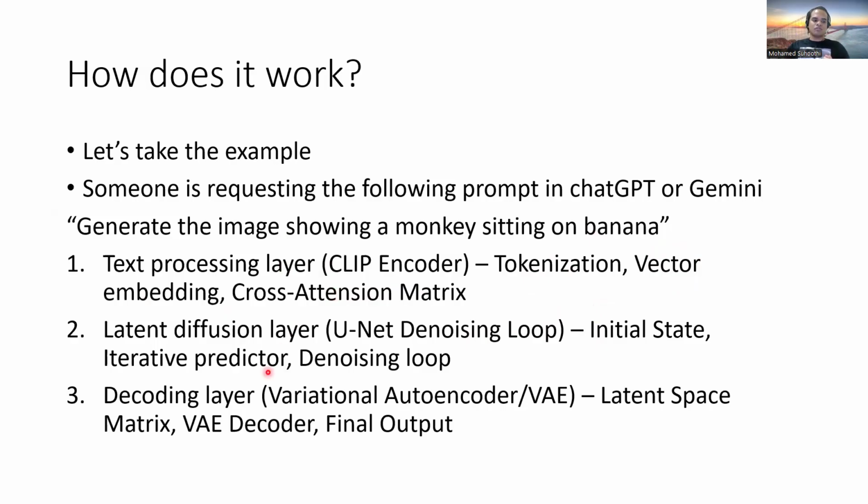Then the second one is called the latent diffusion layer. That is what creates the denoising loops. Then finally the decoding layer. These are normally the three layers that work for the general prompt we are giving to ChatGPT or Gemini. But behind each of these are several mathematics, right? This is why I am discussing this here, to give you the idea: AI is nothing but the application of maths.